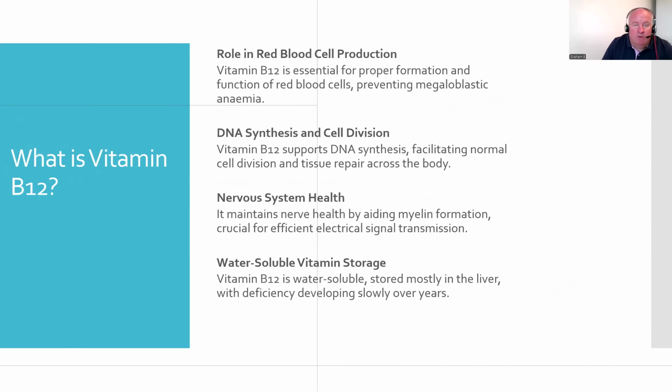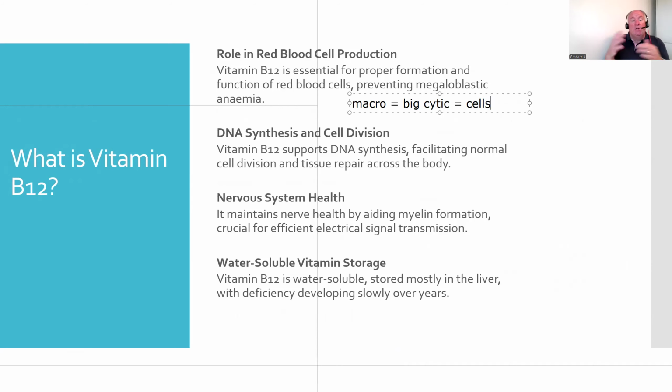So vitamin B12's main role is around red cell production. A deficiency of vitamin B12 leads to something called megaloblastic or macrocytic anemia. Megaloblast is quite an old-fashioned phrase, and you don't tend to use it very often. Instead, we refer to them as macro, which means big, and cytic, which means cell. So big cells, we'll talk about why that is a little bit later on.